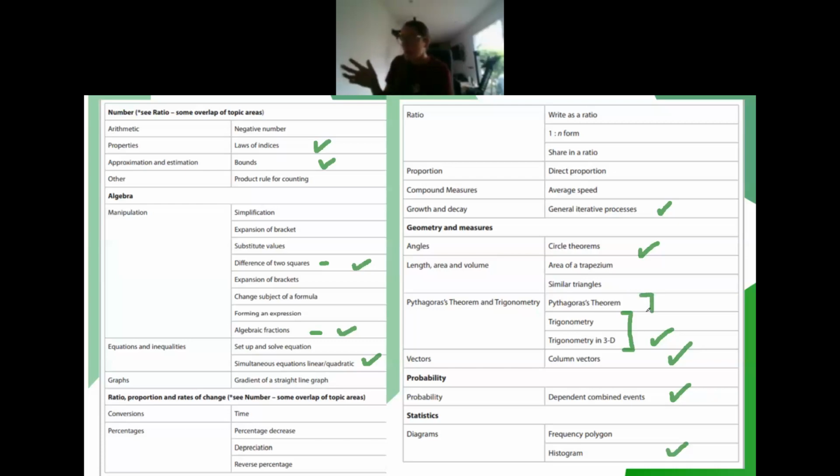Pythagoras, possibly a standalone question, but could also appear within the 3D trig question or area of a trapezium. Now, you do get the formula to find the area of a trapezium, so you don't need to learn it. You do get that on your equation sheet, but we have seen before an area of trapezium question where you have to use Pythagoras to work out, say, the height of the trapezium. So it could be Pythagoras embedded in that style question.